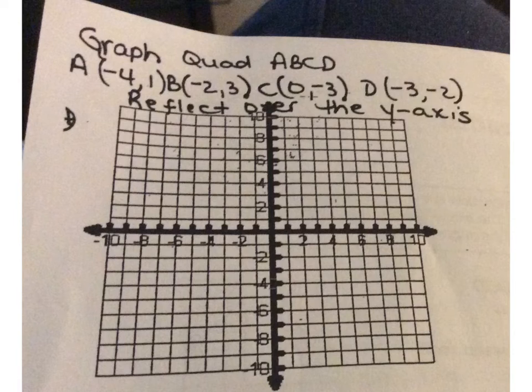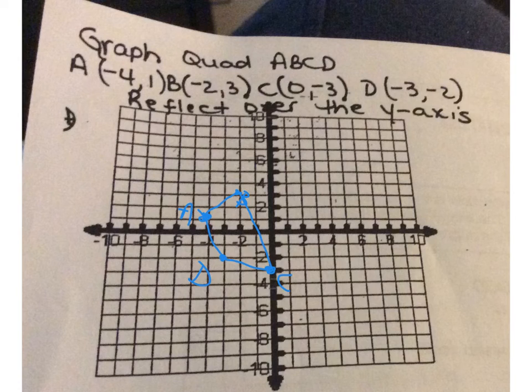So -4, 1. Well, if I can make my point, there's my A. And then B is -2, 3. So here's my B. And then C is 0, -3. So here's C. And D is -3, -2. So 3 left, 2 down. So I'm going to connect my points in order. A, B, C, D, back to A. So you'll notice I have a quadrilateral.